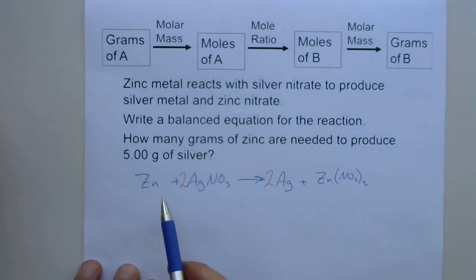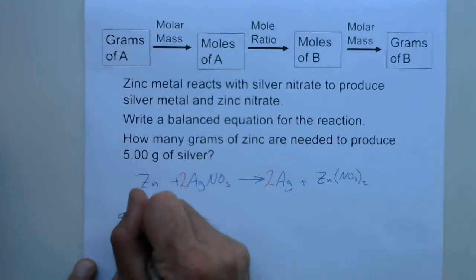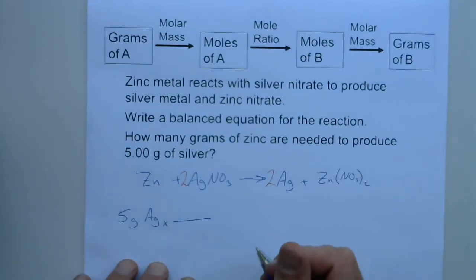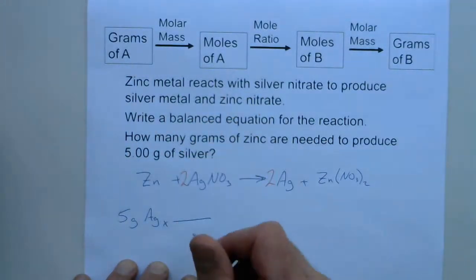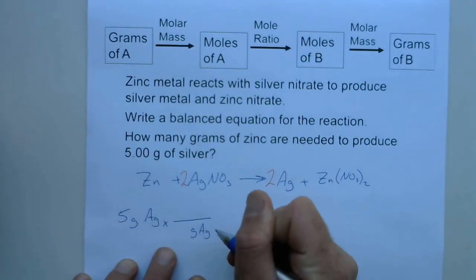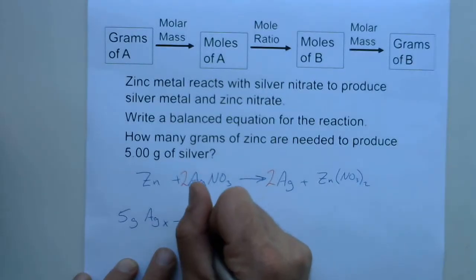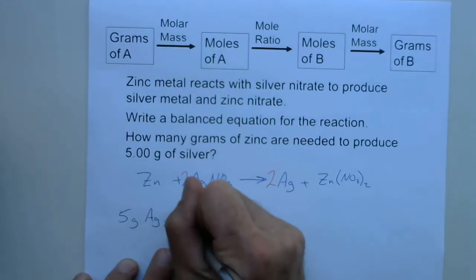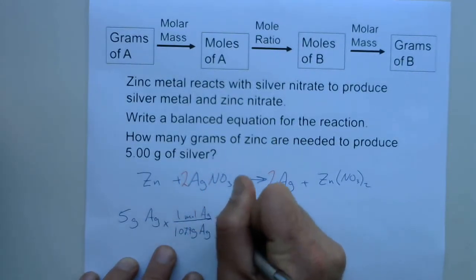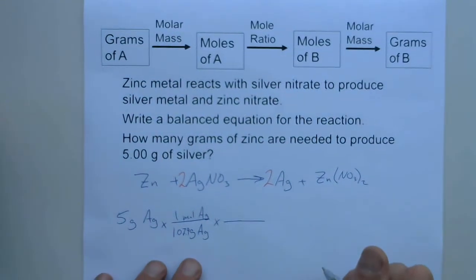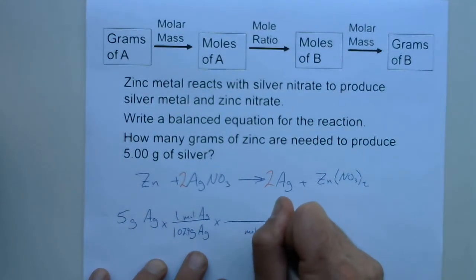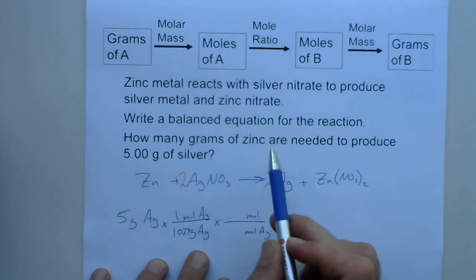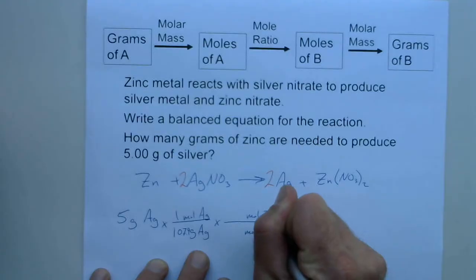All right, so now for the stoichiometry part, we're starting with 5 grams of silver, 5 grams of Ag. First step, go from grams to moles. So grams of silver go on the bottom. We look up the molar mass of silver on the periodic table. It's 107.9 grams of silver for every 1 mole of silver. All right, moles of silver on the bottom. Moles of, what are we interested in this problem? How many grams of zinc? So we're trying to find out about the zinc, so the zinc should go on top.